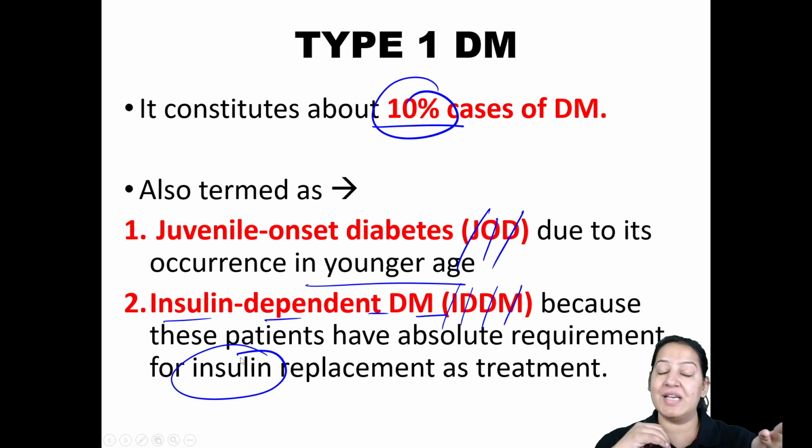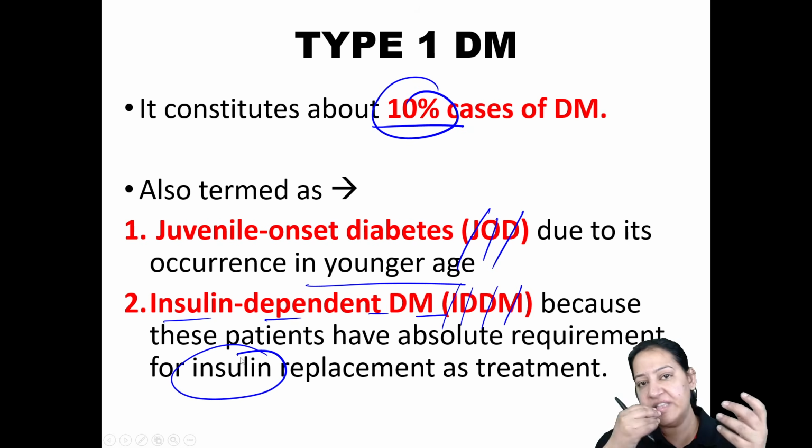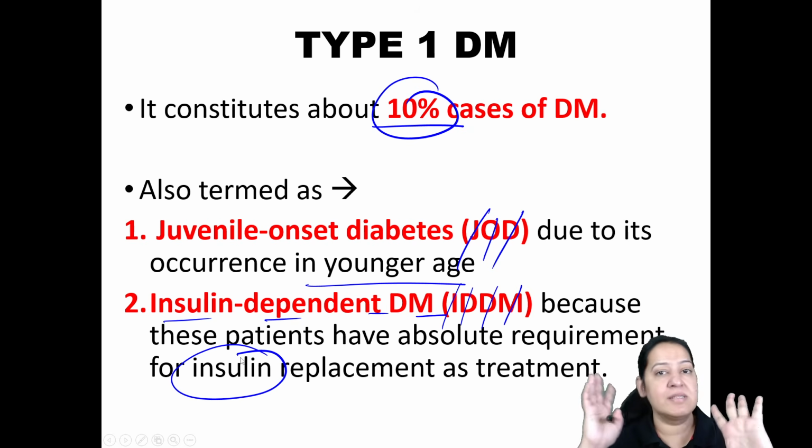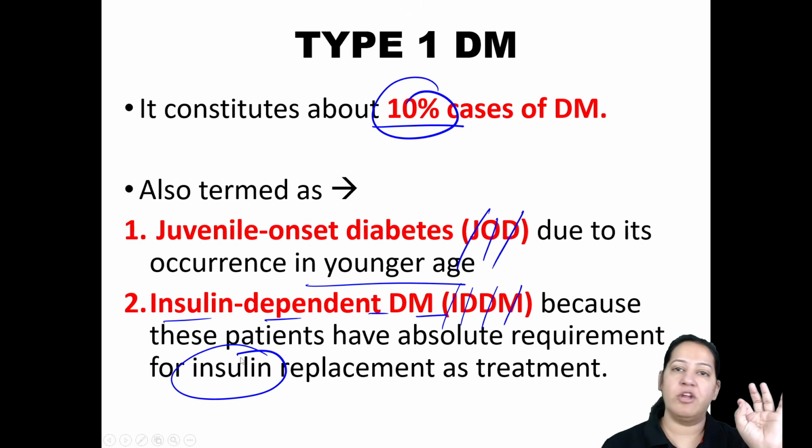So these patients have to take multiple injections throughout the day, 3 to 4 injections throughout the day. Whenever they eat, they have to take insulin, and insulin is injectable, right? Insulin is the only treatment. There is no oral hypoglycemic agent which can be given to these patients. So type 1 diabetes is only 10%.